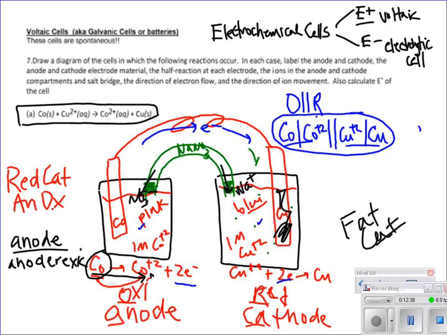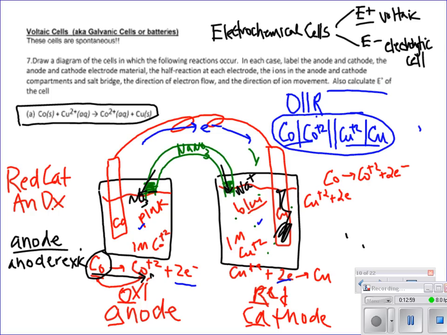The last thing we didn't do on this, which it said they wanted us to do, was calculating the E. So let's review how to do that from yesterday. This one's easy because they already told us what's oxidized and reduced. So I'm going to write my half reaction Co going to Co plus 2 electrons, and then Cu plus 2 electrons going to Cu. I need to look at my voltages. I know the copper one. While I'm writing that down, you guys look up the cobalt one for me.